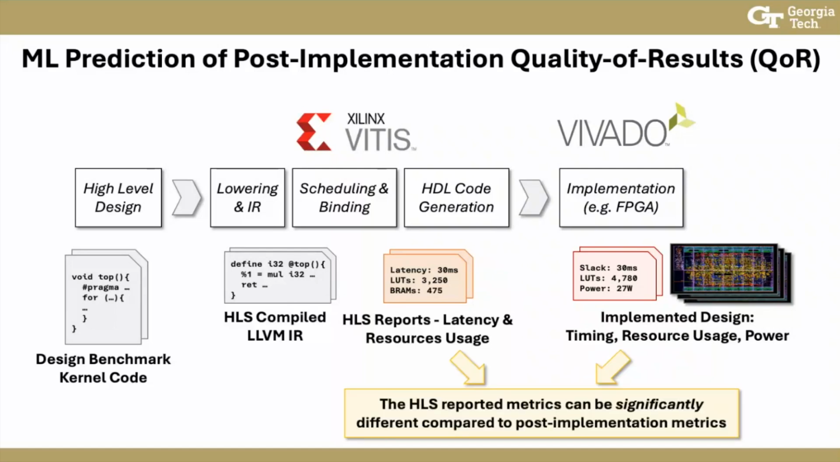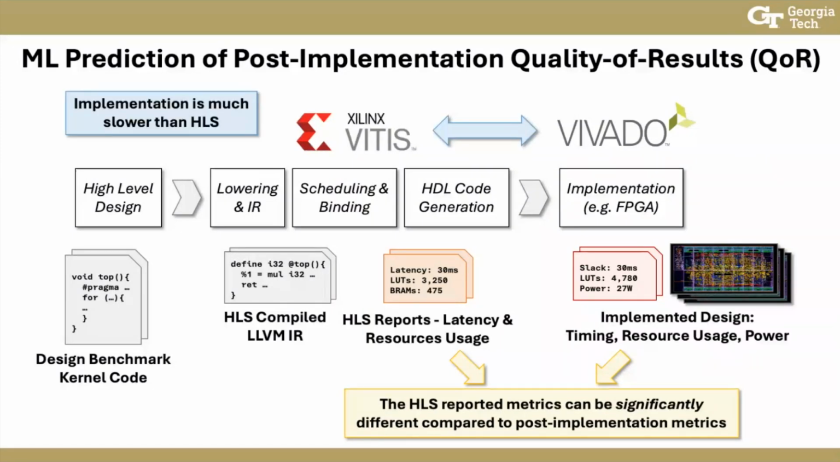And so the HLS reported metrics can be significantly different compared to the post-implementation metrics. Actually, as a word of warning, the HLS reported metrics are also usually very incorrect in their own right a lot of the time. But they are also significantly different from the implementation metrics in a lot of cases. I guess this is a caveat just for Vitis HLS and Vivado. I'm not sure about other tools at the moment.